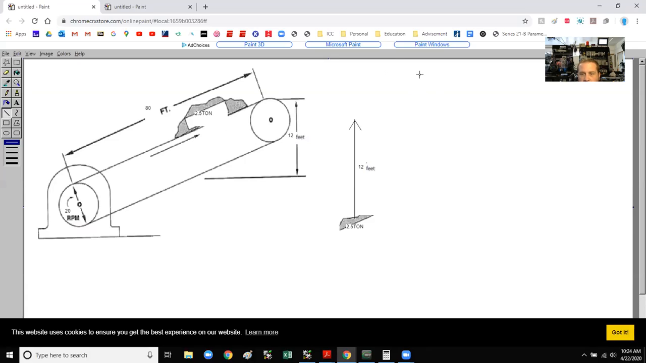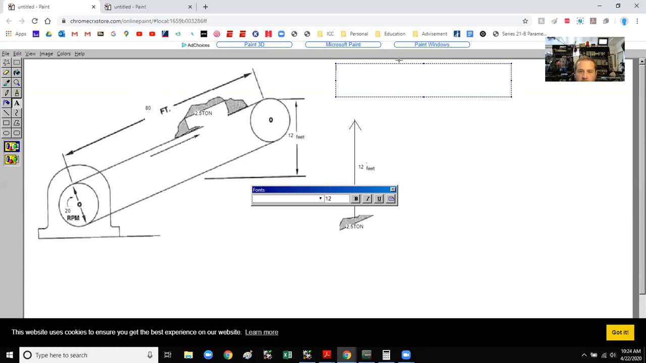What's the first thing we need to do? Find the diameter of the pulley. No, we don't even really need to take torque into account here. You asked how much horsepower, so we just take the weight times the distance. Well, the first thing I'm going to do is write down the formula for horsepower. 1 horsepower is 33,000 foot-pounds per minute.